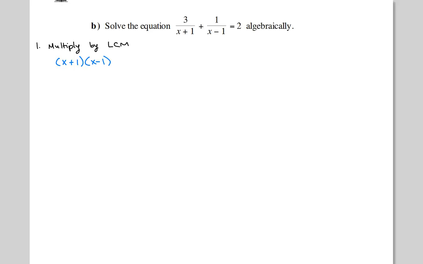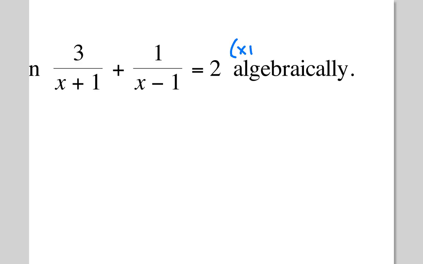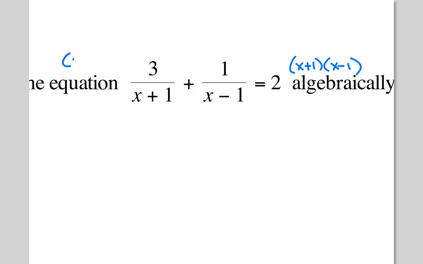So what I like to do is edit the question when you do this step 1. I like to do it right on the question. So we're going to times x plus 1, x minus 1 here. And we're going to times x plus 1, x minus 1 here. That way you're not rewriting stuff and getting annoyed in that sense.